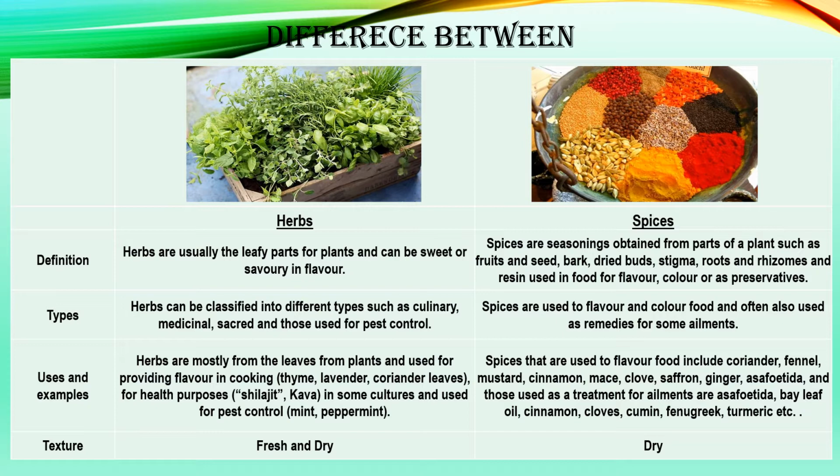Herbs are mostly the leaves from a plant and are used for providing flavor in cooking, for health purposes, and also for pest control, but spices are only used to flavor food. Herbs can be found in both fresh and dry forms, but spices will always be found in dry form. In the coming slides, we will be discussing various commonly used herbs and spices. First, let's start with some herbs.